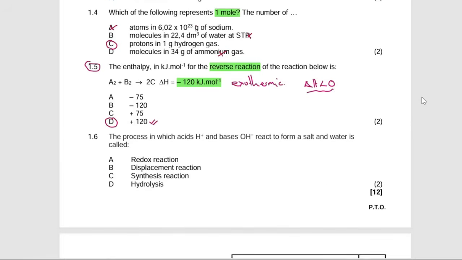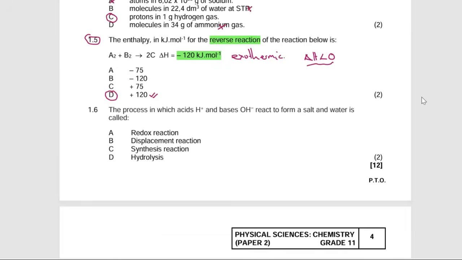Then moving on to 1.6, the process in which acids (H+) and bases (OH-) react to form a salt and water is called, right? So take note of one thing. If we're having something like this, there is a neutralization reaction. Do not confuse these two with neutralization reaction, right?